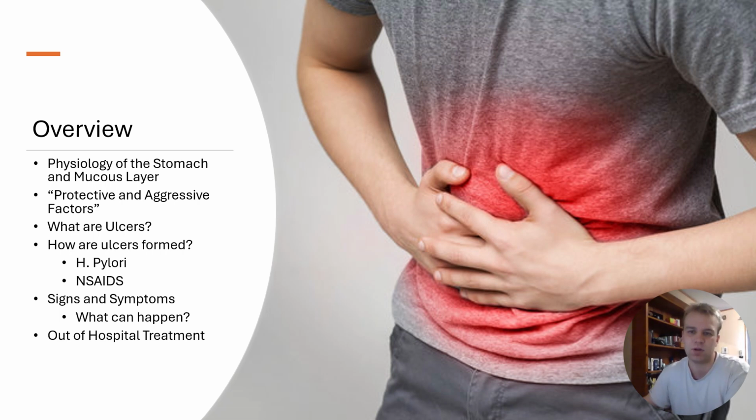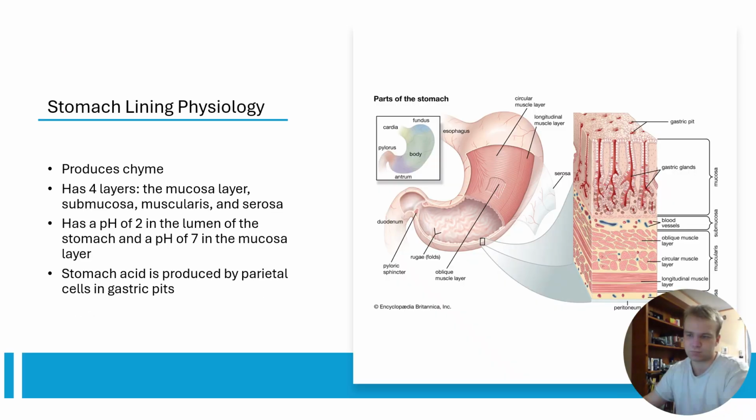In this video, I will be talking about peptic ulcers, starting with a bit of background knowledge on the stomach and its structure, the protective and aggressive factors in the stomach, and then explain what peptic ulcers are, explain the pathophysiology in the context of the two main causes of peptic ulcers, how to recognize if the patient has peptic ulcers, what complications they can have with that, and how to treat them out of hospital.